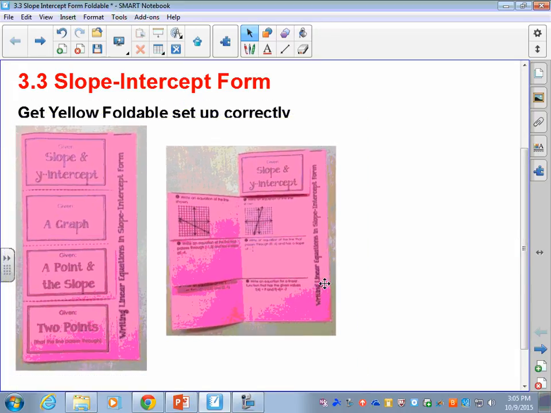So get it folded. Don't cut until you get it folded correctly, because you should have the tab showing where it says writing equations in slope intercept form. So there's an example up here to make sure you have it set up correctly. And then when you have it folded and set it up correctly, you're going to cut the bold line at the top and the dotted lines for your tabs. Okay? And then I'll come by and make sure you have it in the spiral correctly.